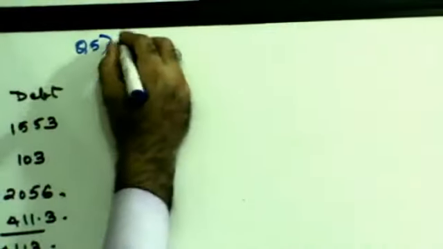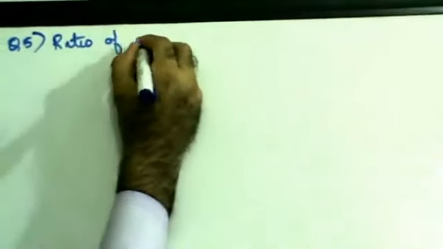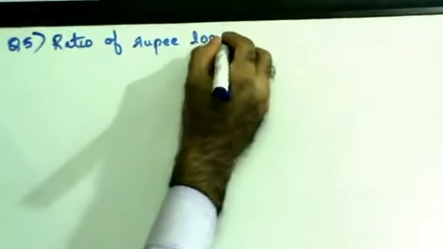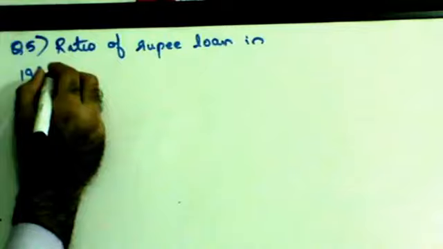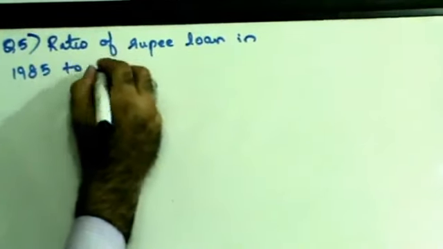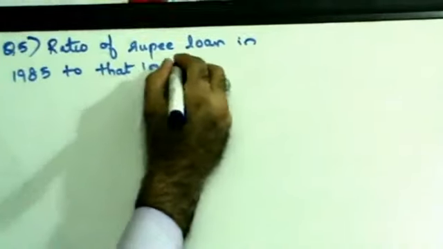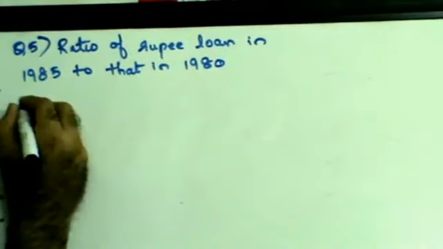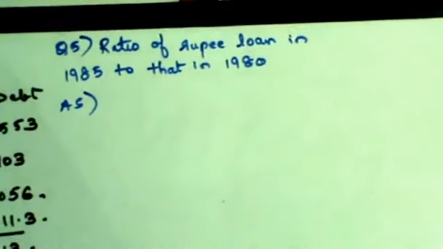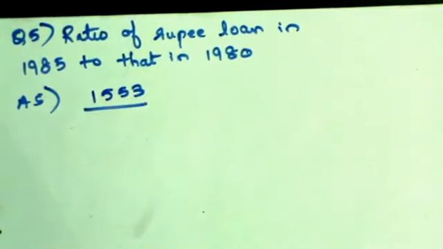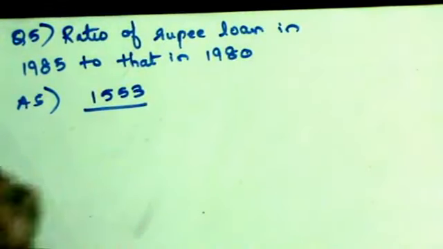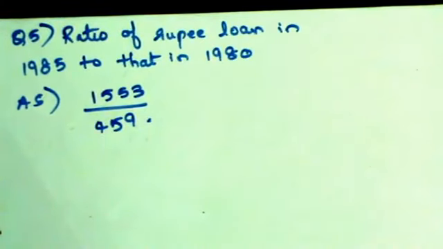The ratio of the rupee loan in 1985 to that in 1980 is how much? Now rupee loan in 1985 is 1553. Rupee loan in 1980 is 459. So my ratio will be 1553 divided by 459.